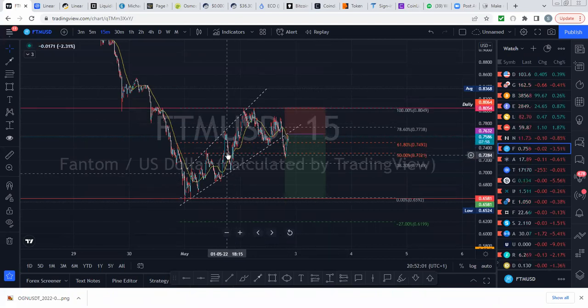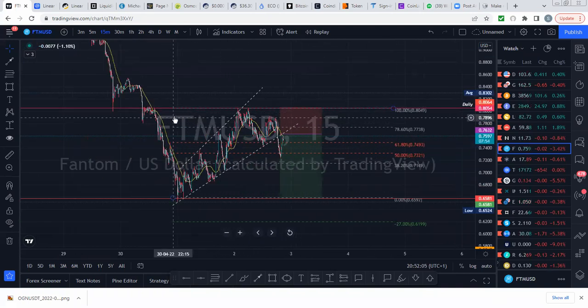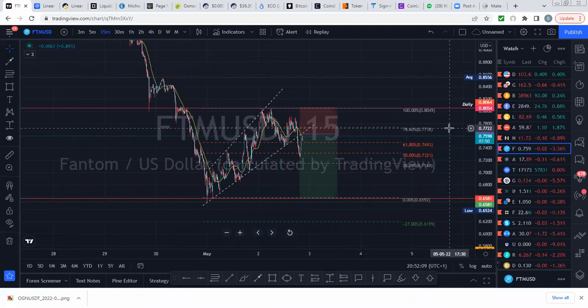Just like I have here. This is my previous swing high. This was my previous swing low.